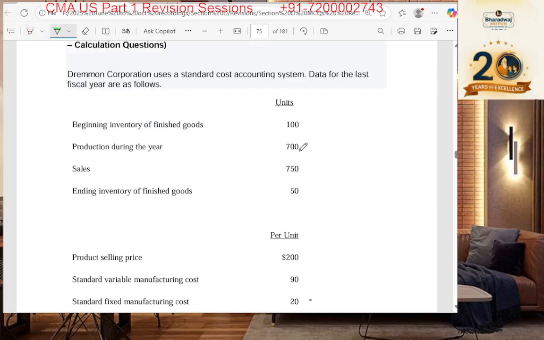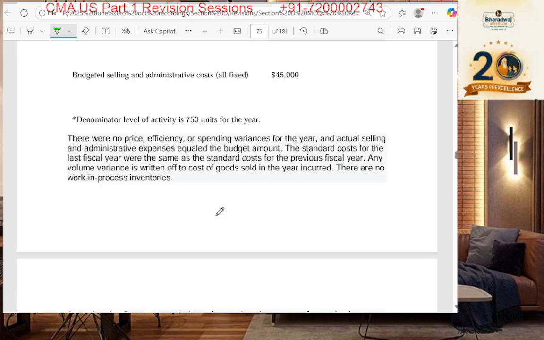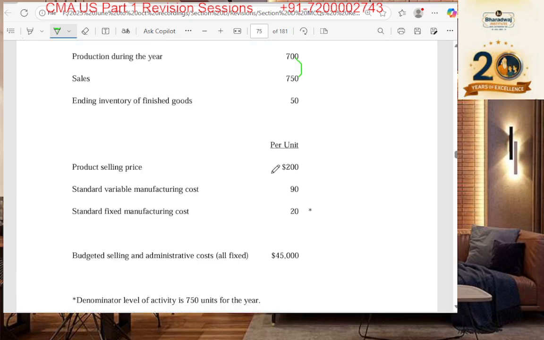Beginning inventory is given, production and sales are given. So sales is more than production. Absorption costing. They are using which one? Absorption costing, like that they've given.